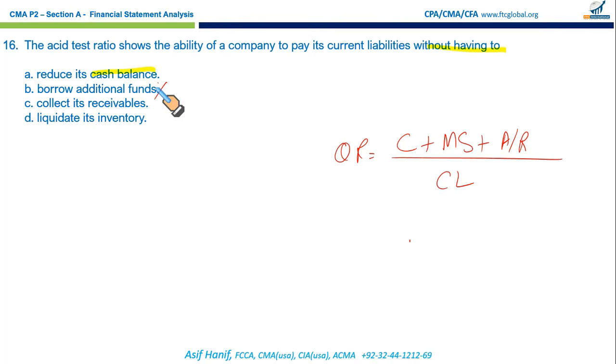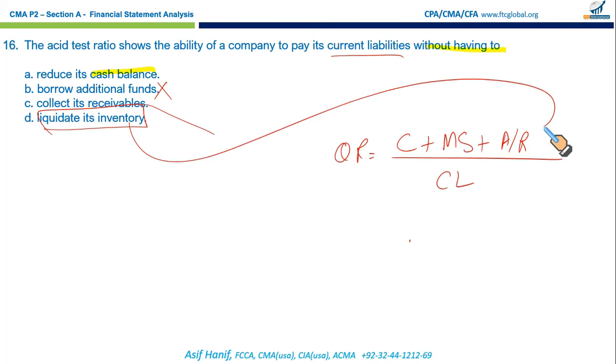Borrow additional funds. Incorrect, because this ratio measures existing liquidity. We don't talk about borrowing more funds. Collect receivables. Receivables are included in quick ratio and current, both ratios. Our concern is that asset test ratio measures our ability to settle our current liabilities without selling our inventory, because inventory is not a part of this ratio. If we have to settle our current liability, how much current assets do we have without the inventory figure? And these are the three numbers. Right? So you need to read carefully.